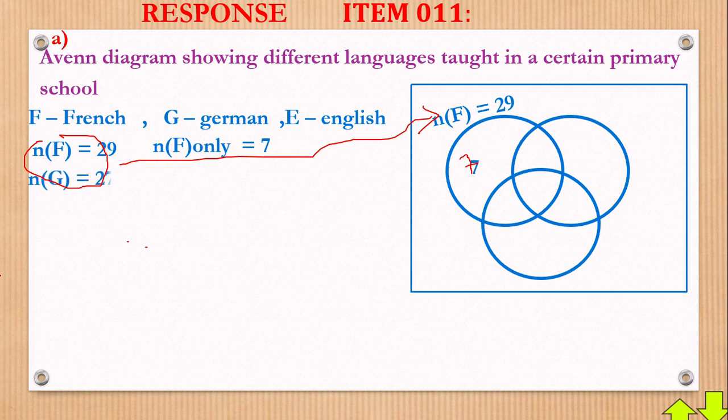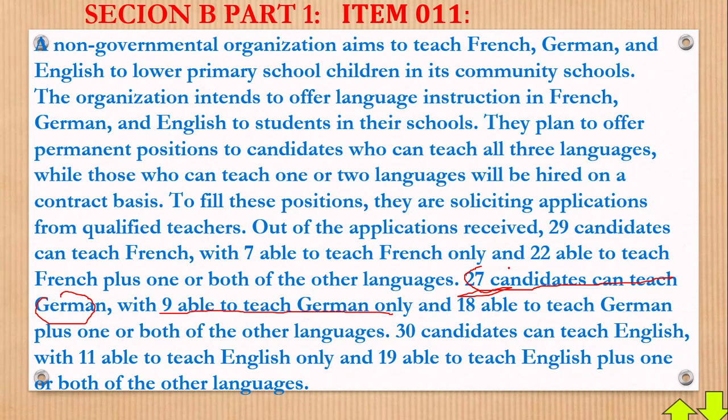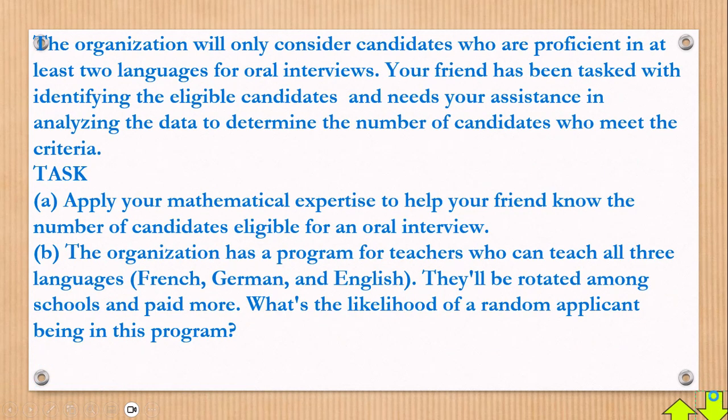Next, those who speak German are 27. Please have it here in the question. Maybe I just go back there. So I think that 27 candidates can teach German. That's why I have number in G is equal to 27. Then with 9 able to teach German only, let's go and see that.